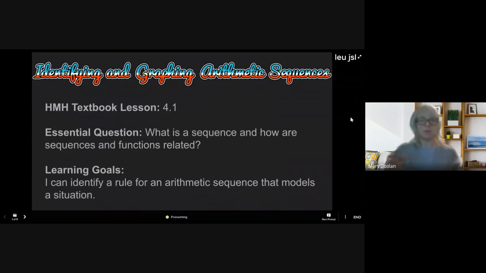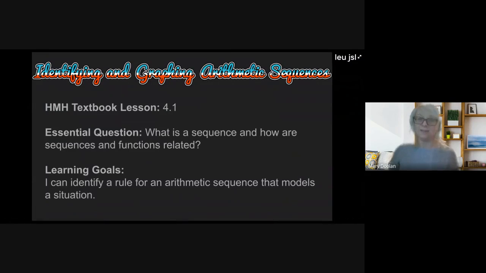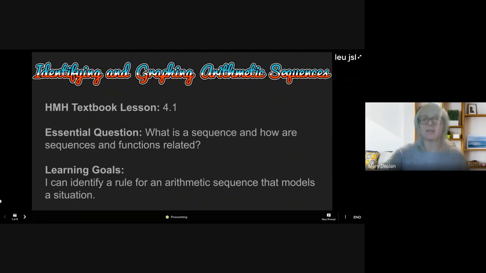So here we go. We are learning how to identify and graph arithmetic sequences. All right, and so this matches up with 4.1 in your text. Your essential question today is, what is a sequence and how are sequences and functions related?